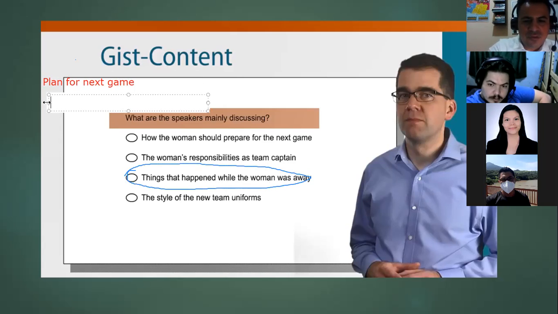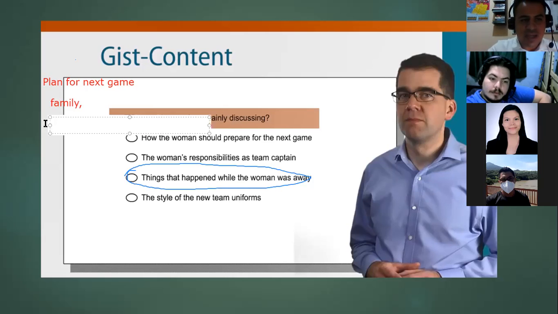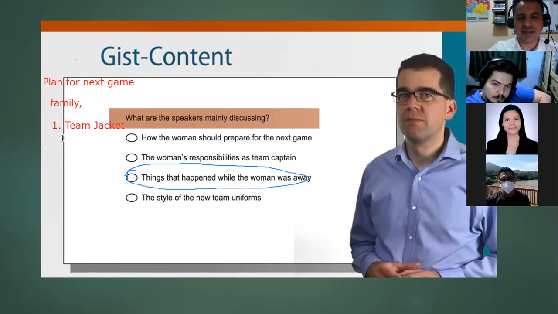And then they had a little, like a side conversation about family, right? Because the player, the girl, she went on vacations, right? For 2 weeks, she went to see her family. And then the coach says, okay, I got some things I want to talk to you about. Number one, this jacket, right? The team jacket, remember? The team jacket that someone was giving them, and ella tenía que hacer algo. ¿Se acuerdan lo que tenía que hacer ella? El coach le pidió que llenara algo. Fill out a form, yes.